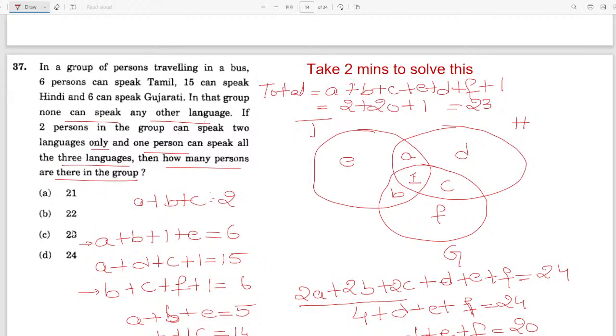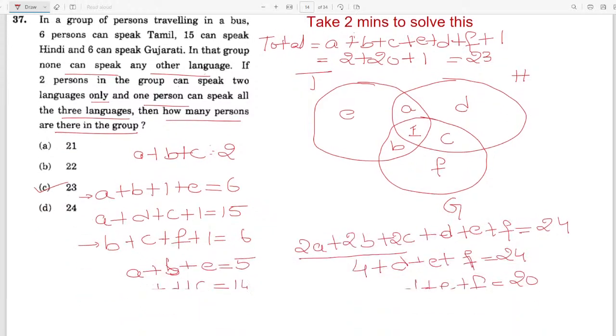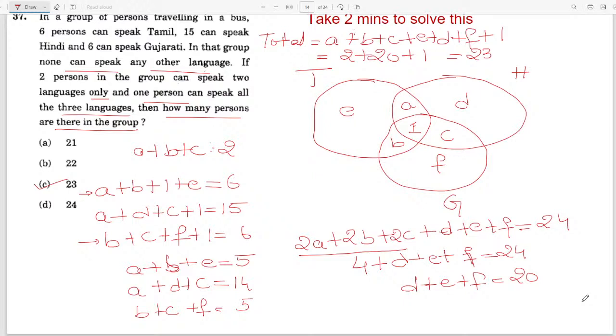The correct answer is option C. I hope this is clear. If you have any doubt, you may ask. I'll be happy to clear your doubts.